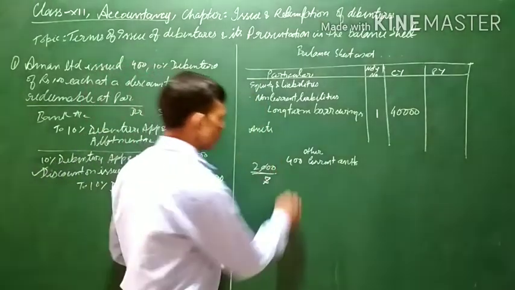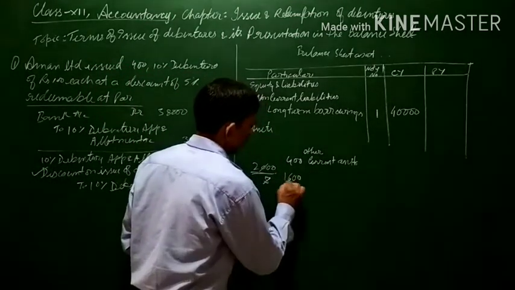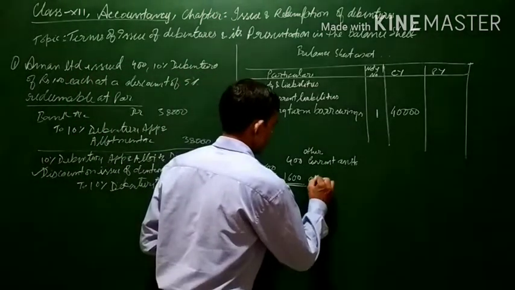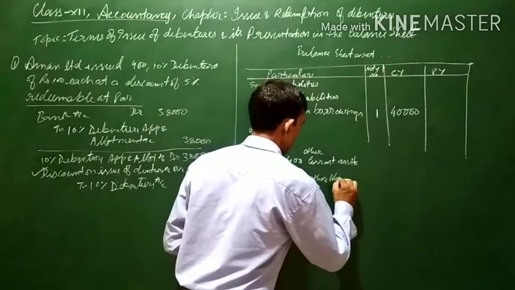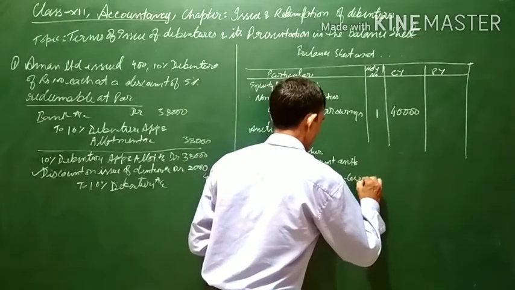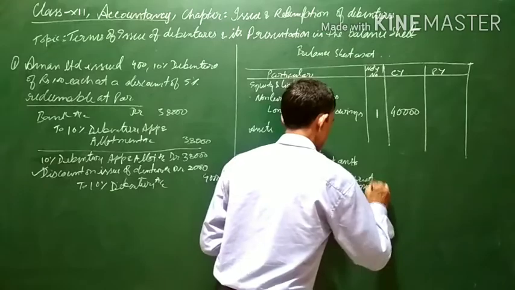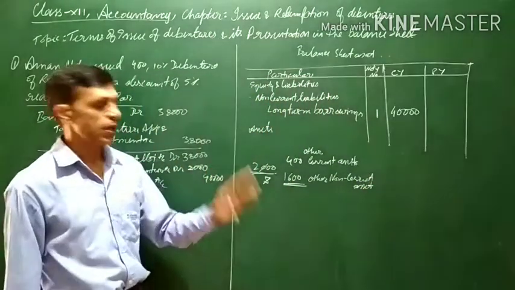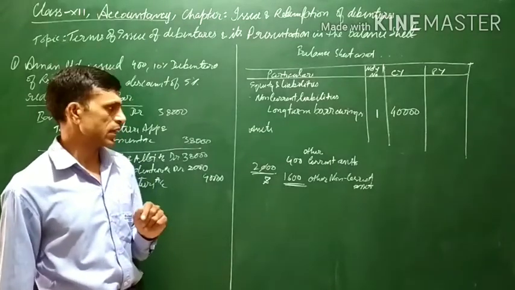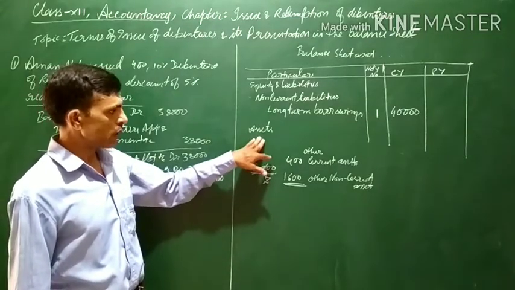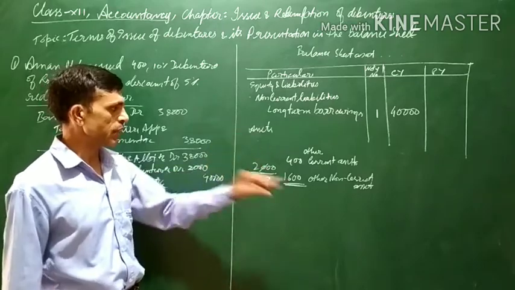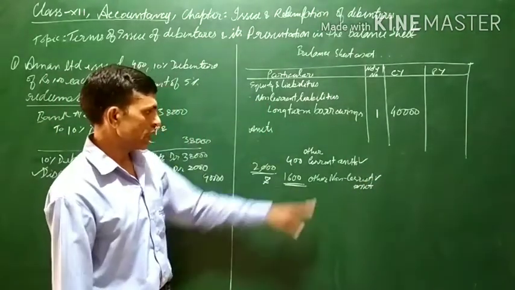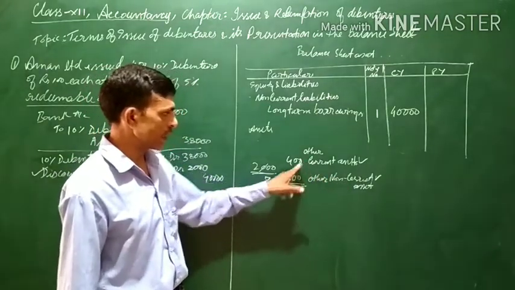The remaining 1,600 which is left will be treated as other non-current assets. The remaining 1,600 which will be written off after 1 year will be treated as other non-current assets. So in the balance sheet, we will be writing this amount under two different heads, that is other non-current assets and other current assets.